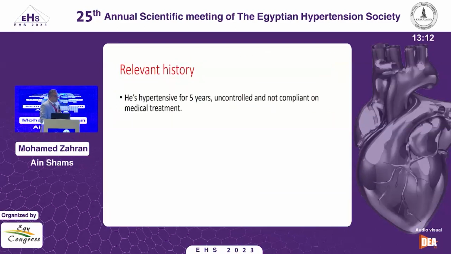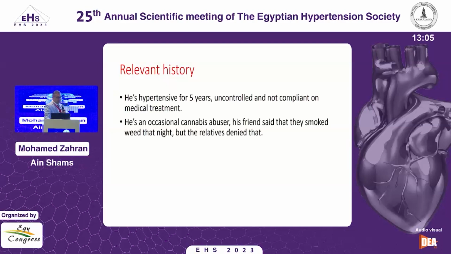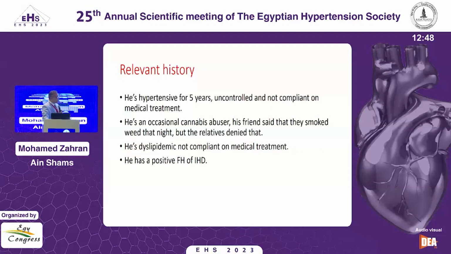The relevant history of this patient is that he has been hypertensive for the past 5 years, uncontrolled, and not compliant on medical treatment. He's an occasional smoker of cannabis, and his friend said that the night before they came, they were smoking together, but of course the relative said our son is an angel. He's dyslipidemic, he was not compliant on the medical treatment either, and he has a strong positive family history of ischemic heart disease.